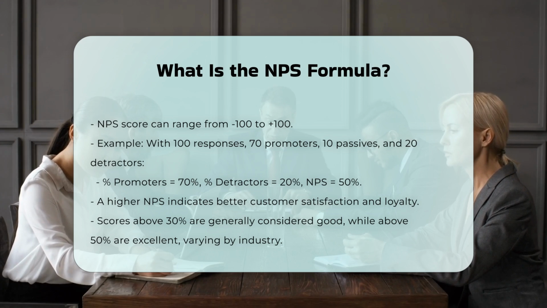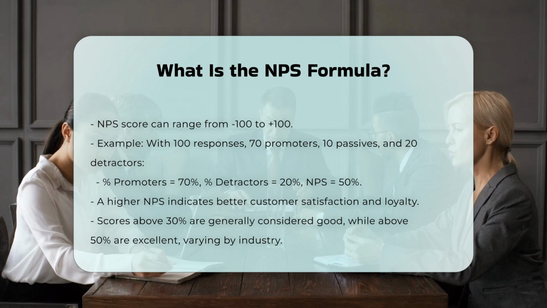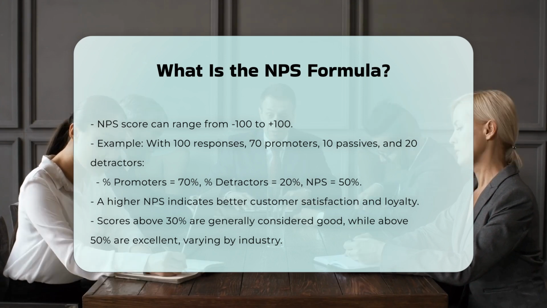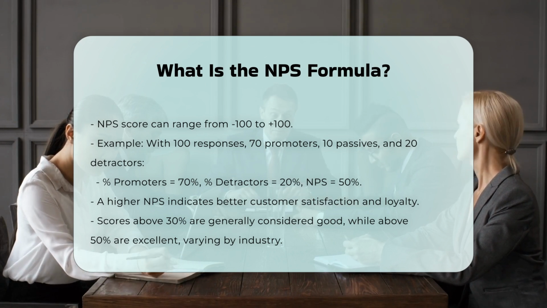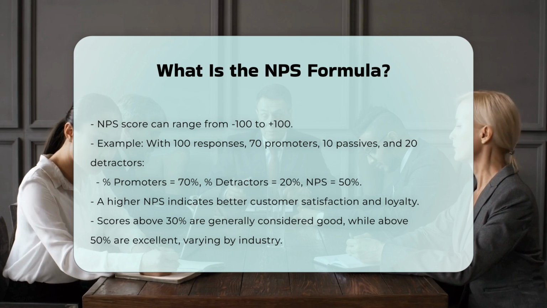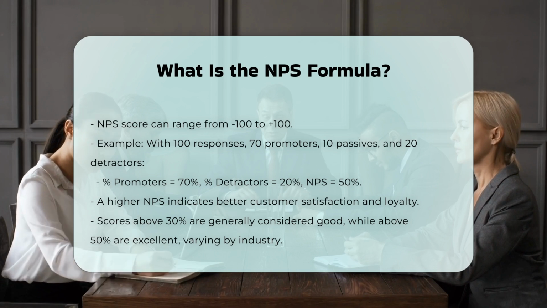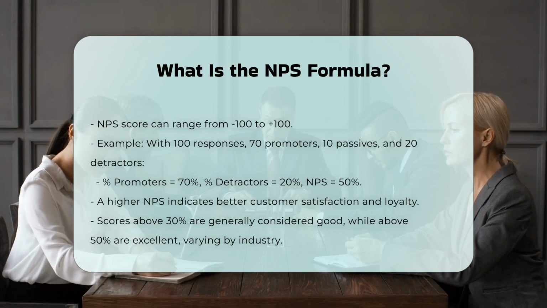Interpreting the score. The NPS score gives you a clear picture of your customer satisfaction and loyalty. A higher score indicates more promoters than detractors, which is generally positive. While a score of 0 is neutral, a positive score above 30 is often considered good, and scores above 50 are excellent, though this can vary by industry.